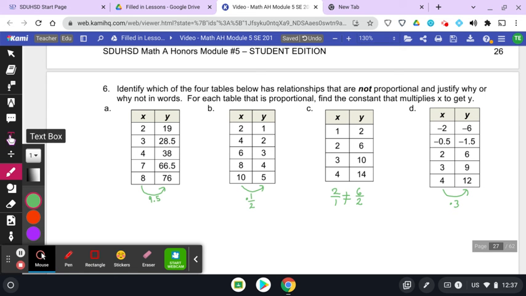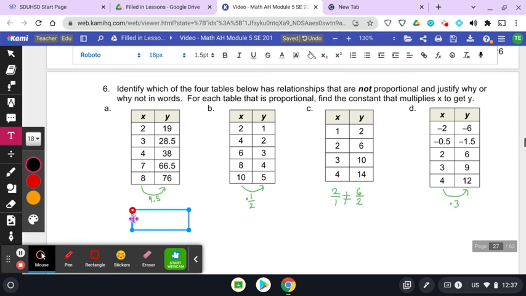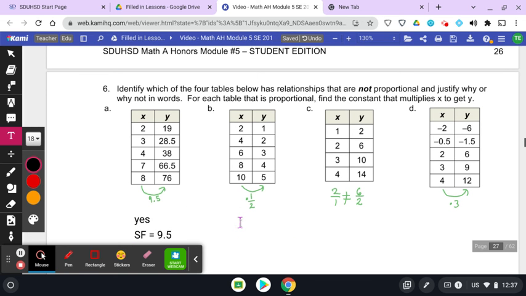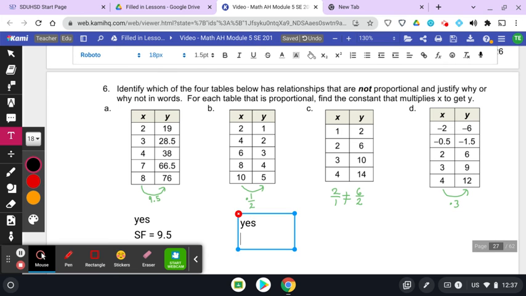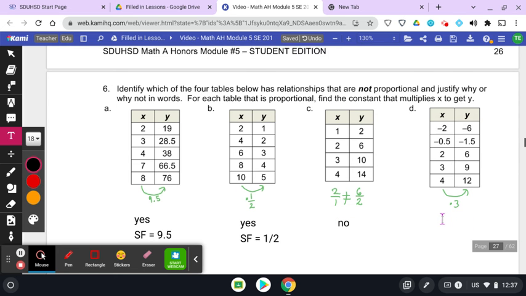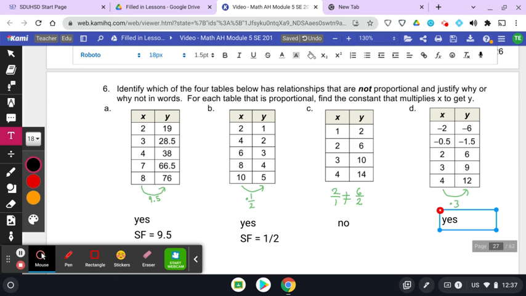So here, yes, the scale factor is 9.5. Here it's a yes. Scale factor is 1/2. This is a no. This one's a yes. The scale factor is 3.